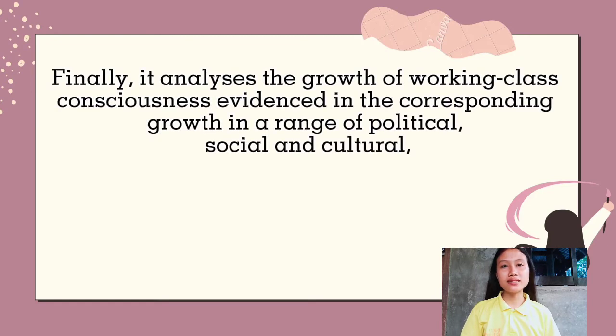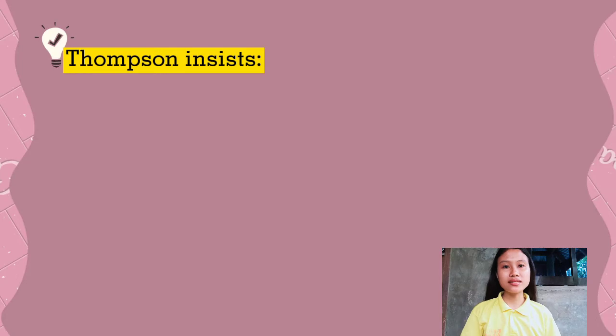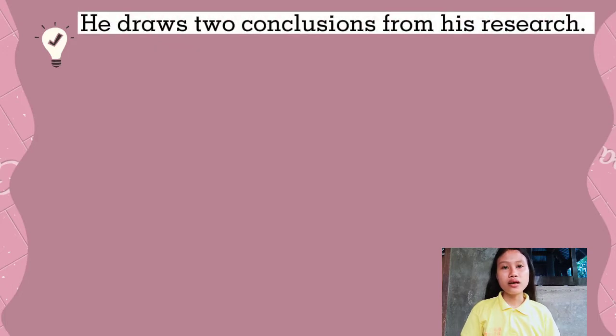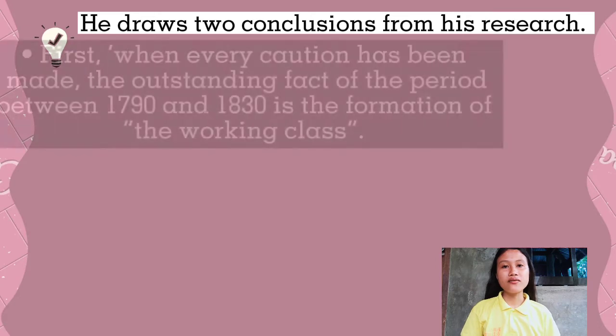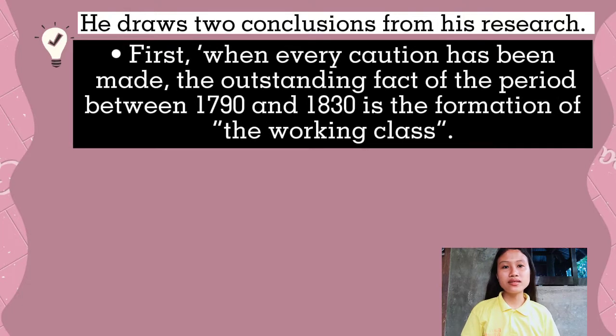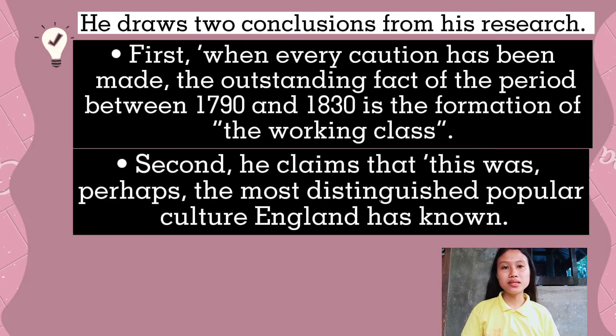Finally, it analyzes the growth of working class consciousness evidenced in the corresponding growth in a range of political, social, and cultural, strongly based and self-conscious working class institutions. As Thompson insists, the working class made itself as much as it was made. He draws two conclusions from his research. First, when every caution has been made, the outstanding fact of the period between 1790 and 1830 is the formation of the working class. Second, he claims that this was perhaps the most distinguished popular culture England has known.